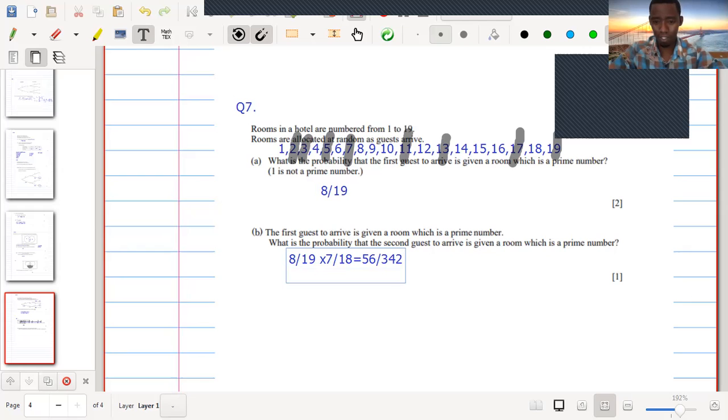Okay, 342 by 4, that is small. Okay, let's do it by 2. By 2, 56 gives 28. Then 342 by 2 is 171. So it's 28 over 171. That's the answer. That's the probability we are looking for.